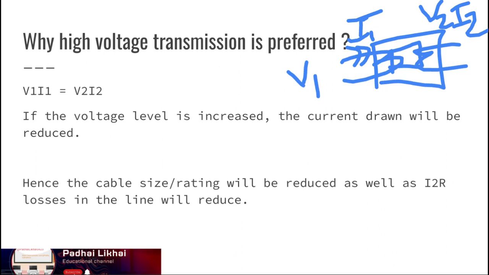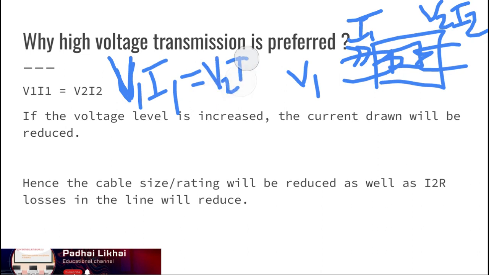So definitely V1 I1 is equal to V2 I2. So this relation must hold for a step up transformer, that V1 I1 is equal to V2 I2.